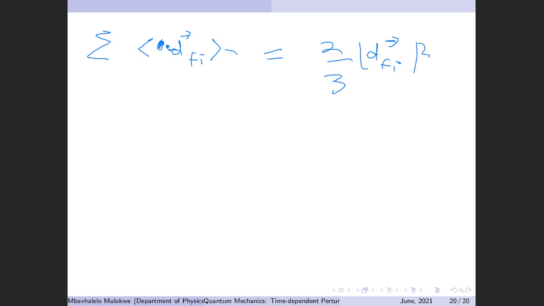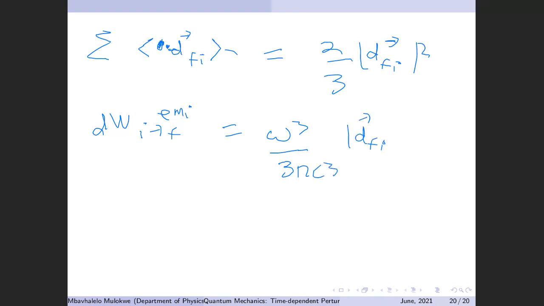And then the other thing that you will also have to use is that, let's say d_fi, the dipole moment dotted with the polarization vector. You have to check what it's probably there in the lecture notes, that this gives you 2 over 3 d_fi squared. So this means dW for i to f, the emission, gives you omega cubed over 3 pi c cubed d_fi squared d omega, and nothing will be depending on the capital D omega. These are angular frequencies, these are just the angles. So then you can find what this rate will be for spontaneous emission.